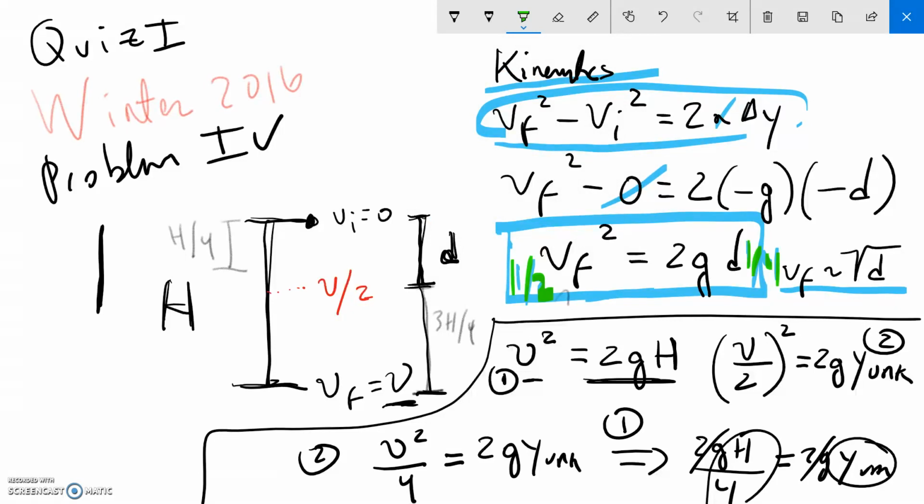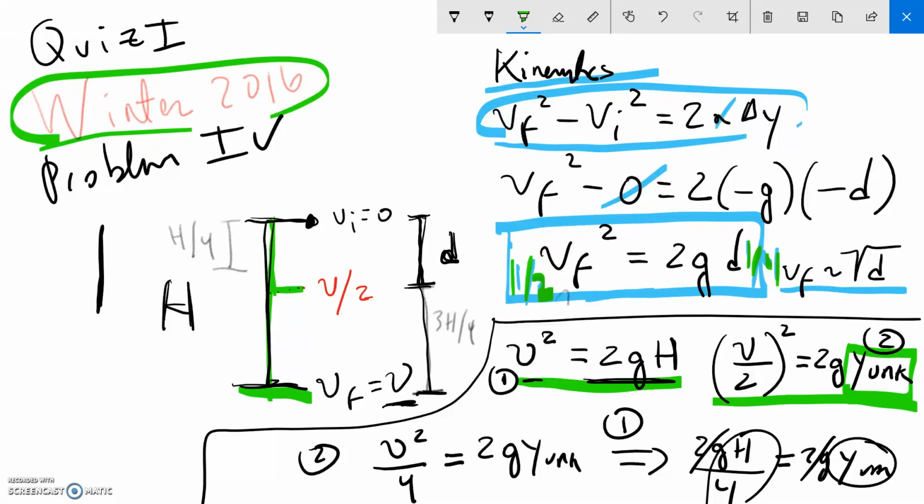Or you can do the whole math, where you set up the two equations for both situations. One when it traveled the whole distance h, and the other one when it picked up a velocity of v over 2, but you don't know what the y unknown is, and then you solve for the math. And once again, this is problem 4 from winter 2016. As we'll see in the next video, they asked a very similar problem back in winter 2013 and 14. Also, the ball being dropped from the building, but this time asking you about a different variable. Anyway, the point is you should know how to do this type of problem for Friday. All right, thank you guys, and I hope this was useful.